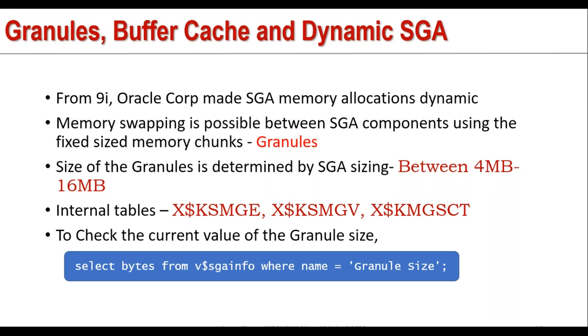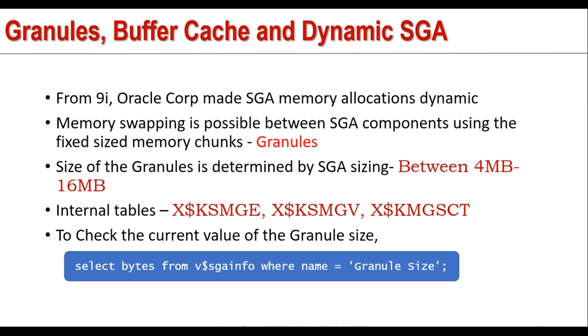So depending upon the SGA size, the granule chunk size is going to vary between 4 megabytes and 16 megabytes. And it is used to allocate the memory for your database structures. For example, if you allocate 11 megabytes for the buffer cache, because the chunk size is 4, the number of chunks allocated is going to be 3, which makes not 11 megabytes but 12 megabytes. Now, there are allocations possible in terms of complete, partial, or immediate. That depends on the command you use.